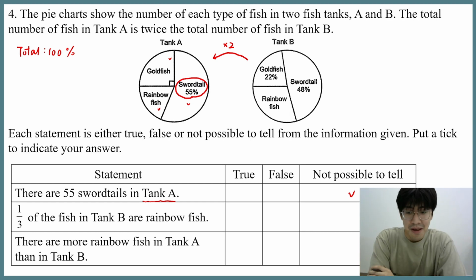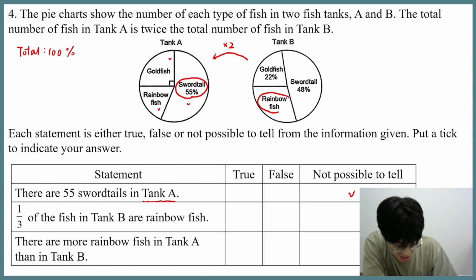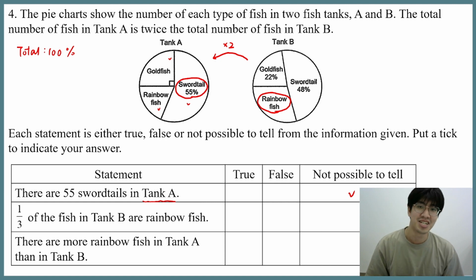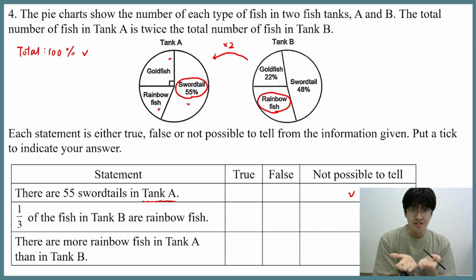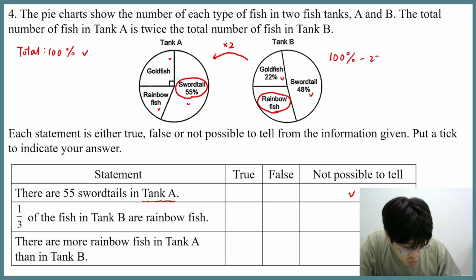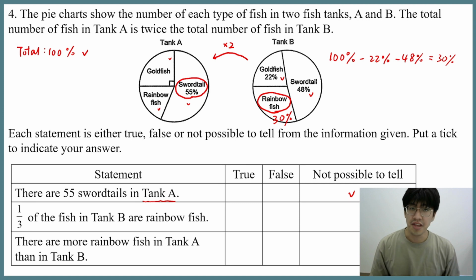Let's move on to the second part. Now 1/3 of the fish in tank B are rainbow fish. Let's see. In tank B, where is rainbow fish? Over here. Now, we know that this part is rainbow fish, but I don't know the percentage. So what do we do? We see that the total should add up to 100%, and I have 22% and 48%. So if I take 100% minus 22% minus 48%, then I should get 30%. So this means rainbow fish takes up 30% of tank B.